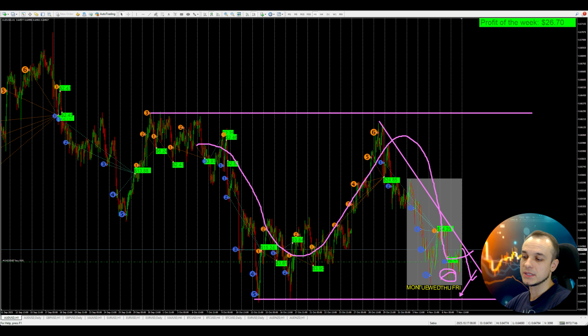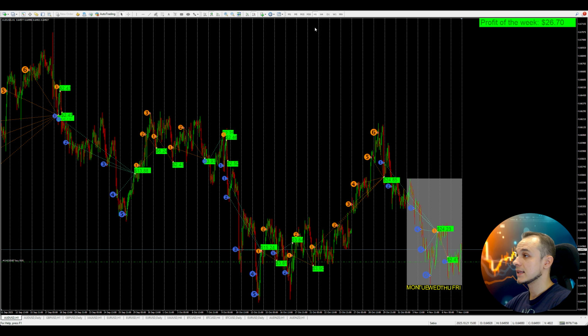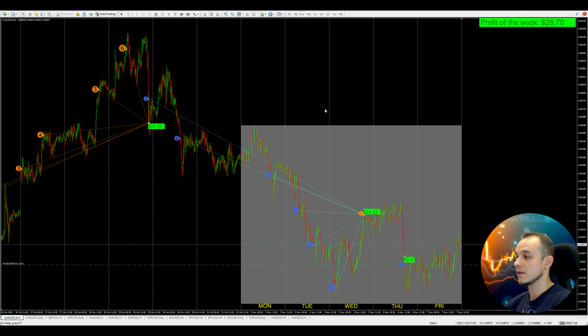So there is a big probability that we're going to retest this level, which will give us an opportunity to average our current trades with additional buy trades and close all the trades with a profit on the next week. Let's switch to the 15-minute time frame and check all the trades.